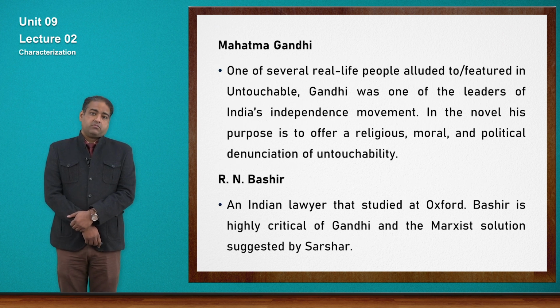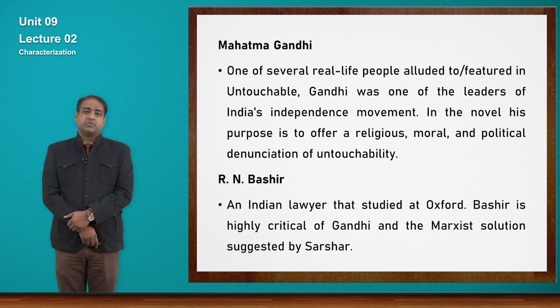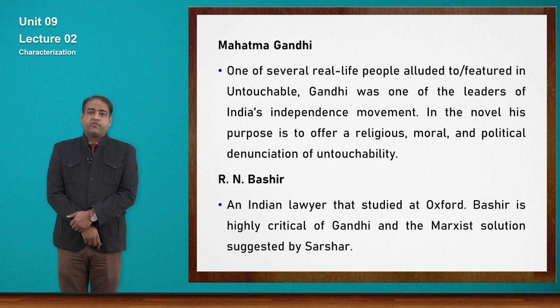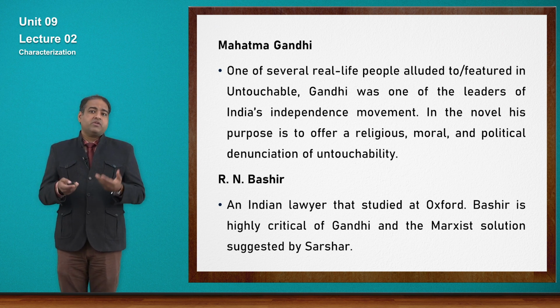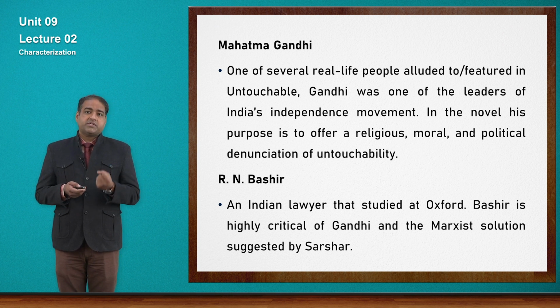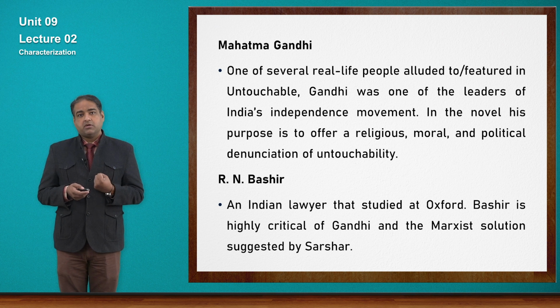We have another character, the most famous Mahatma Gandhi, in this novel. One of the several real life people alluded to or featured in Untouchable, Gandhi was one of the leaders of India's independence movement. In the novel, his purpose is to offer a religious, moral, and political denunciation of untouchability. Friends, Mahatma Gandhi had to convey a message in this novel. He offers religious enlightenment, moral character, and political denunciation, the political way to get the power which these untouchables can get from the community itself. So Gandhi is an epitome of a revolutionary person in this novel.